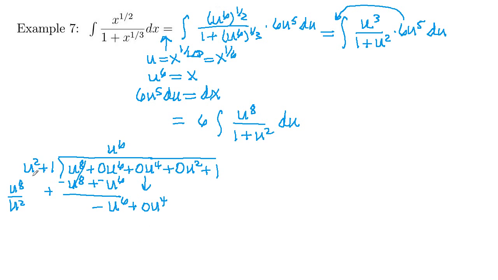So divide our leading coefficients again. Negative u to the 6th divided by u squared is negative u to the 4th, and that goes up here. And then multiply out front, put it underneath and subtract. Negative u to the 4th times u squared, negative u to the 6th; negative u to the 4th times 1, minus u to the 4th. And we are subtracting, so we change the signs and add. These cancel. We've got u to the 4th.